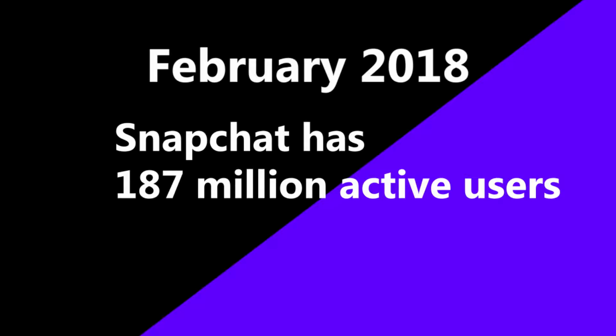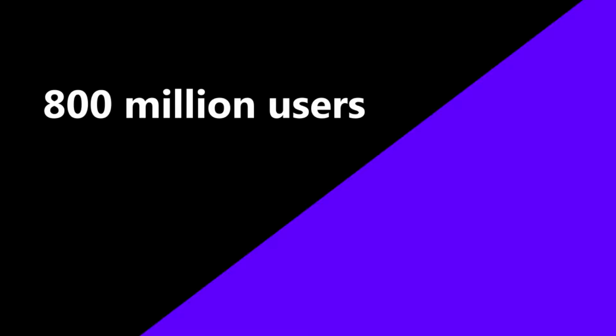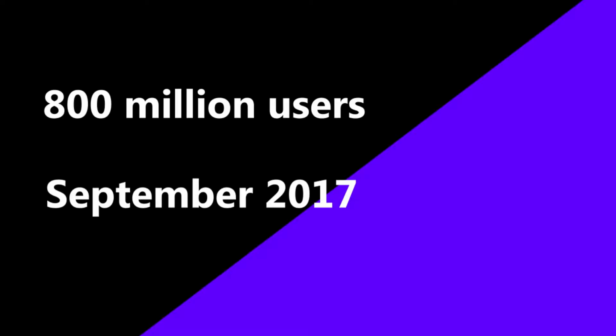As of February 2018, which is the time this video is being recorded, Snapchat has 187 million daily active users and Instagram already has 800 million users as of September 2017. Okay, so Snapchat is not working.